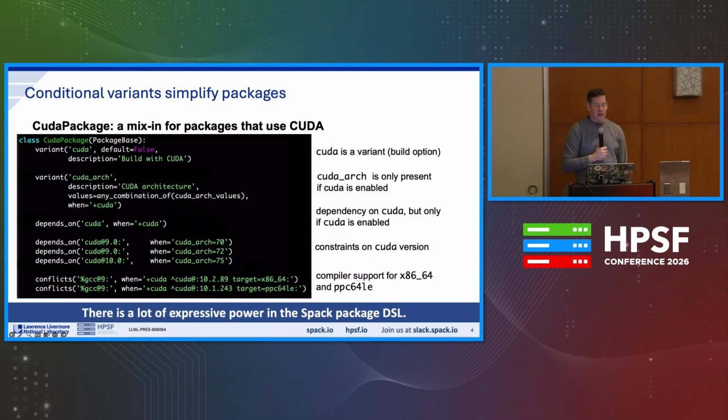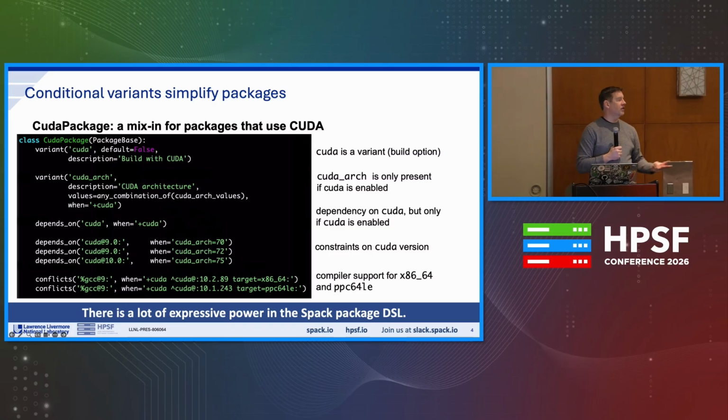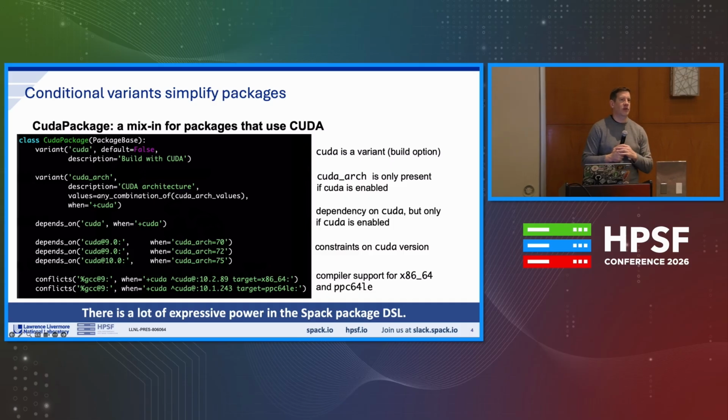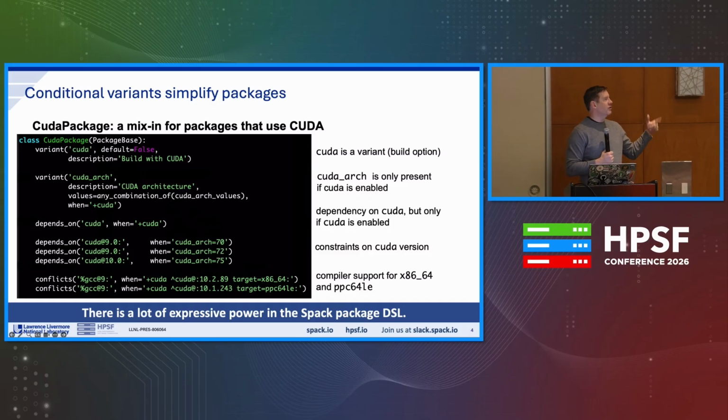There's a lot of flexibility in the language, so we can do things like specify what versions of CUDA are compatible with which CUDA architectures, which versions of CUDA offer which CUDA architectures, what compiler you have to use with which version of CUDA, and we can specify those relationships in packages that you don't really have to write this CUDA package, you can just extend from it in your own package. And same for ROCm, same for other GPU runtimes. So there's a lot of flexibility.